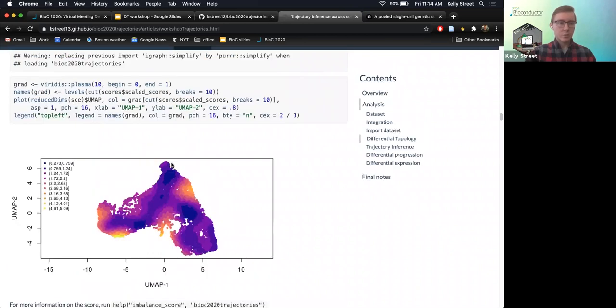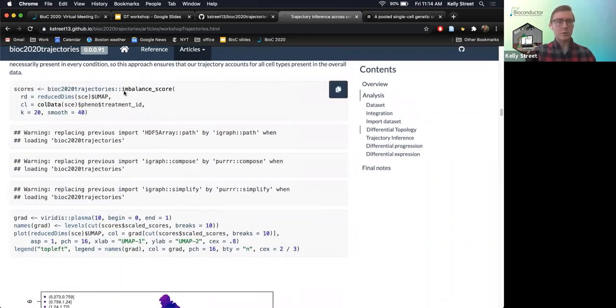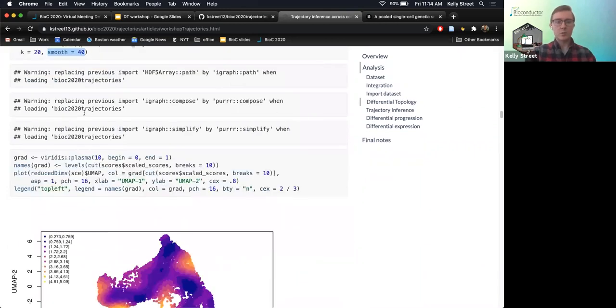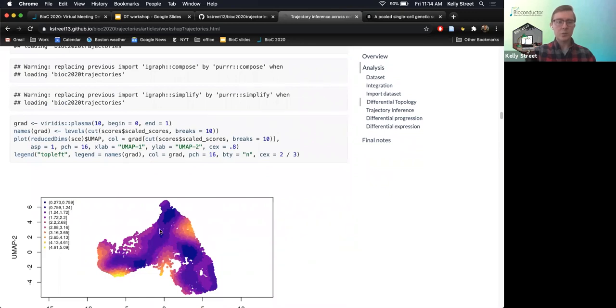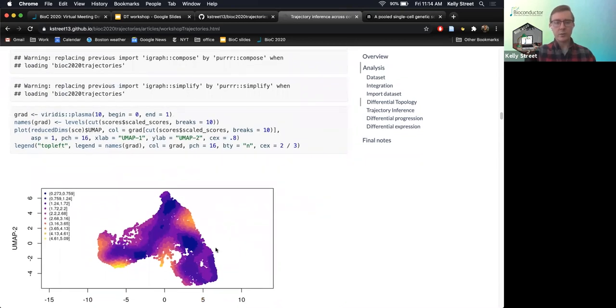We do some smoothing. I should point out the function that we use here is imbalance score. K gives us the neighborhood size around each point, and smooth is a smoothing parameter to say how much we should smooth these, because you can see that there has been some smoothing in this plot down here. And what we see is that there are a few small neighborhoods where there's imbalance, but for the most part, we see a lot of purple here. It seems like we've got pretty good mix between the two conditions, and that's what we saw earlier when we were looking at the red and black conditions plot.